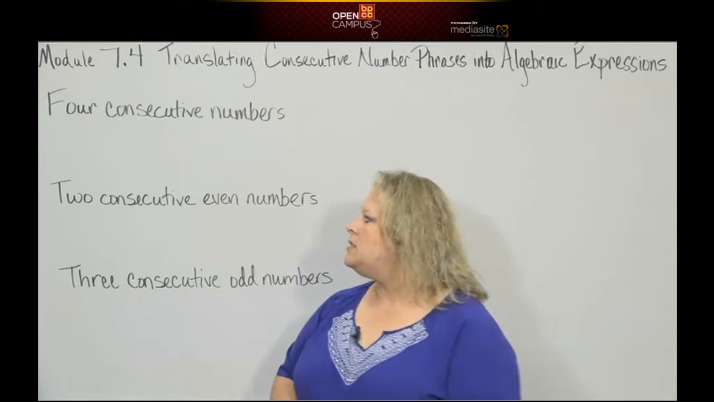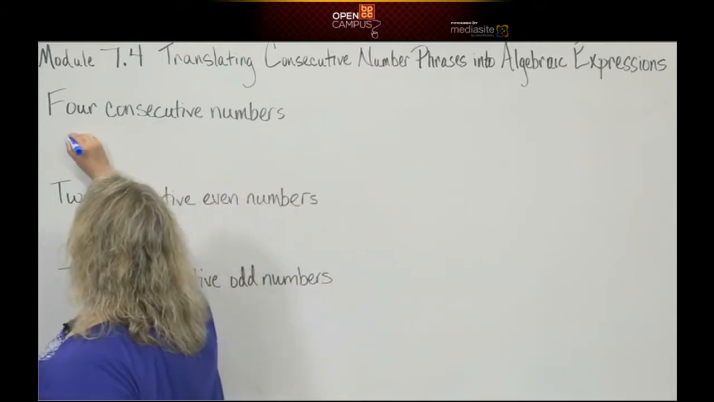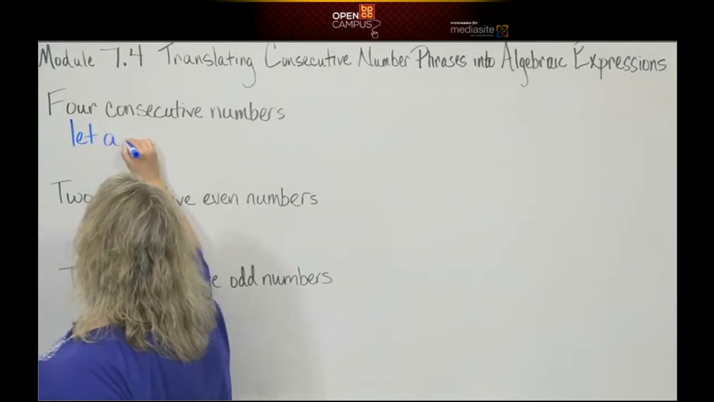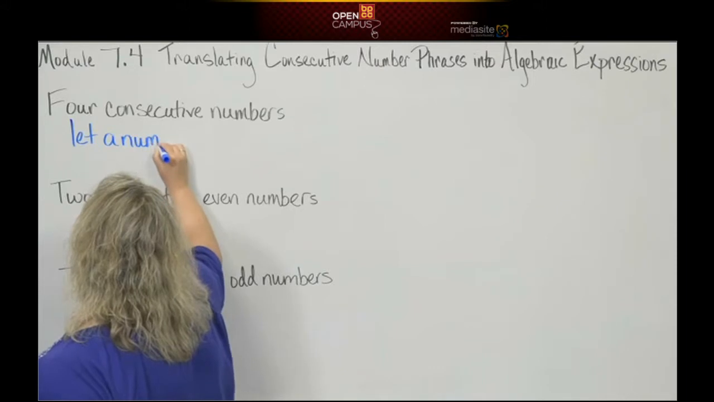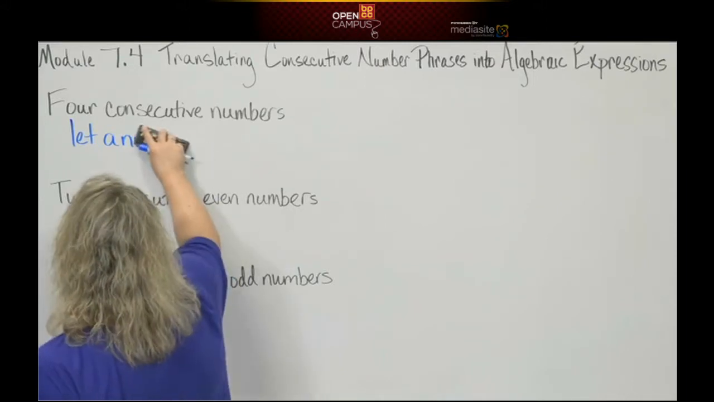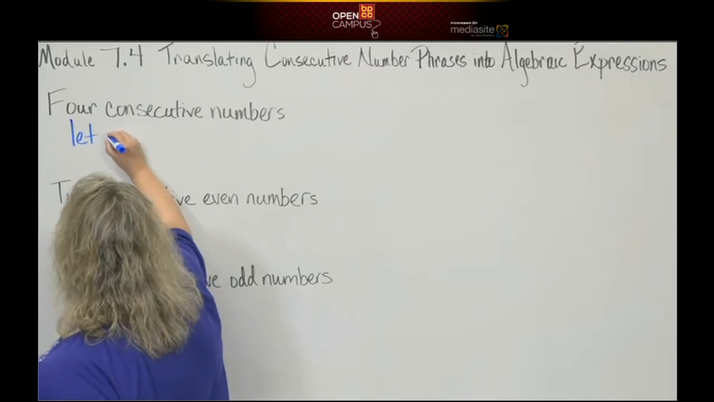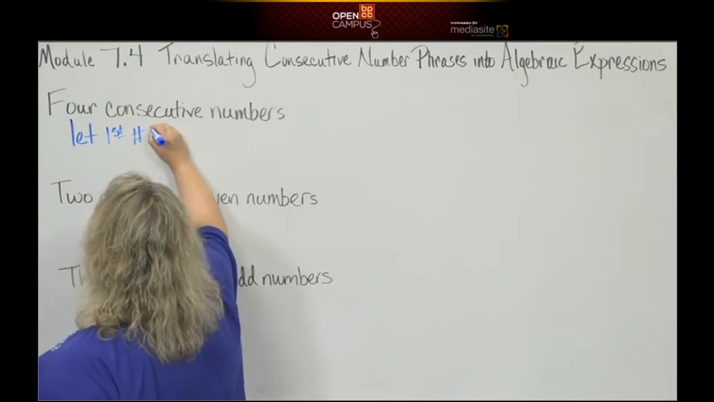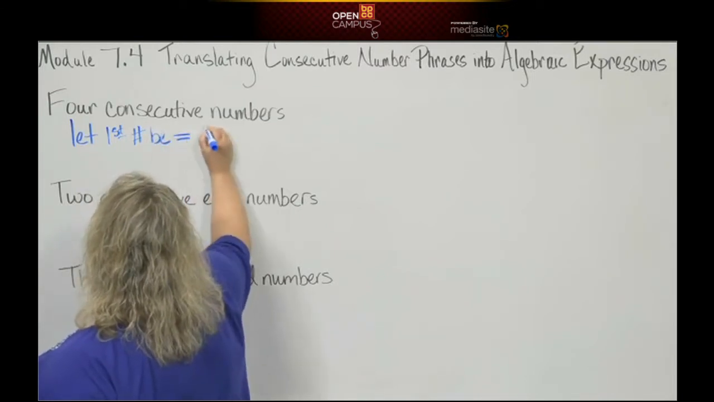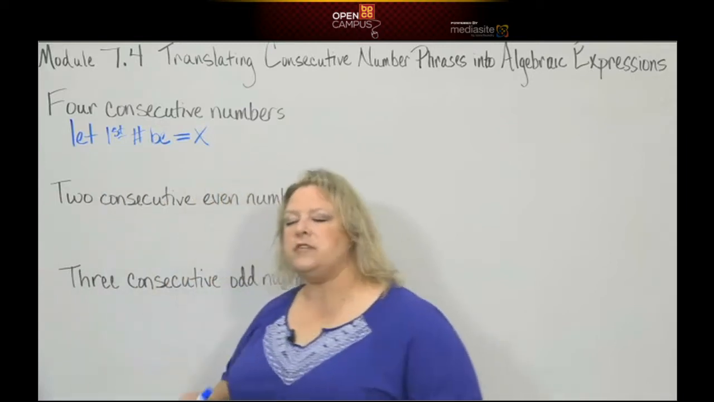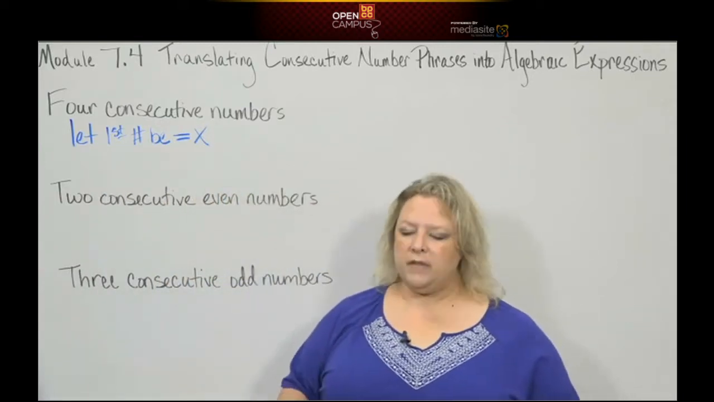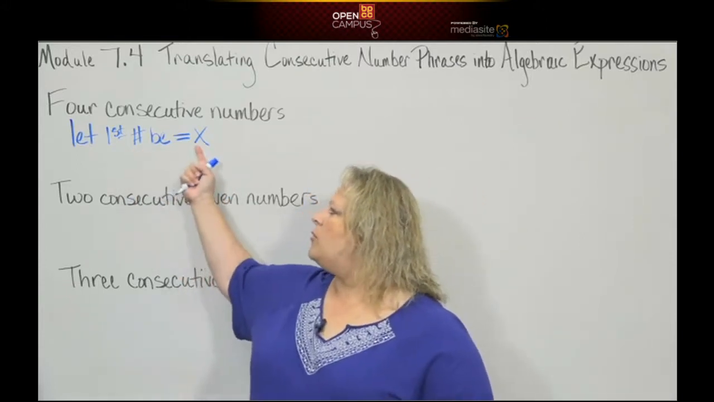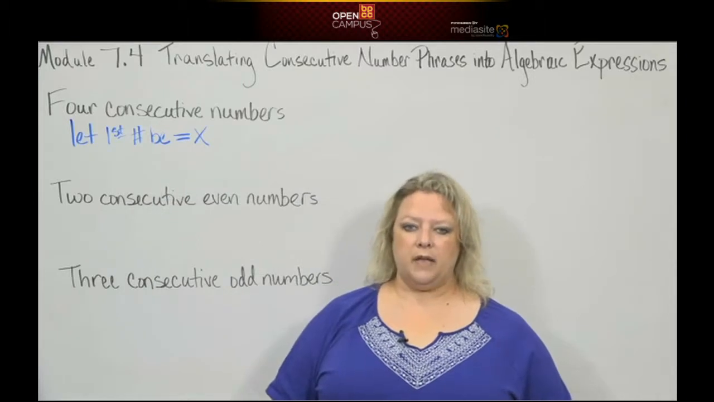first number. So I'm going to say let the first number, so I can abbreviate, that's my number sign, be equal to X. So let the first number that we're going to do, we don't know what the number is. We don't care what the number is right now. All I care about is I'm going to represent the very first number with an X.